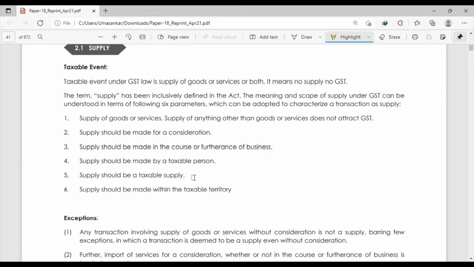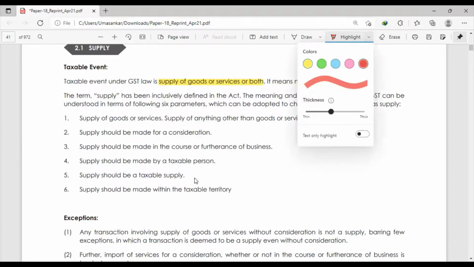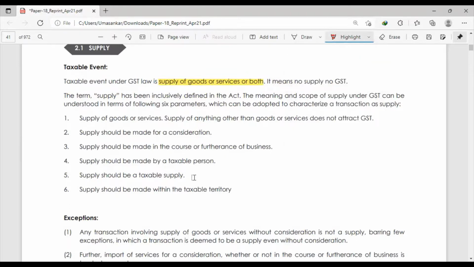Taxable event under GST law is supply of goods or services or both. It means no supply, no GST. If there is supply, then GST. If no supply, there is no GST. So it means no supply, no GST.